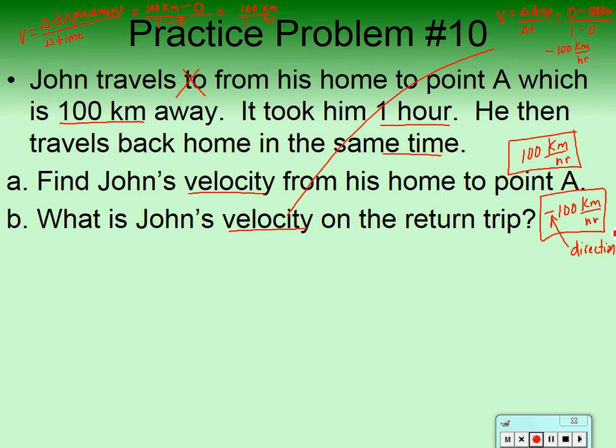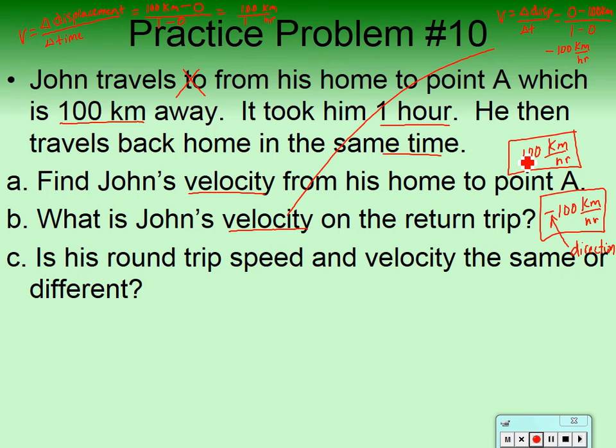So on part A, the first part of his trip was positive. But if he turned directly around and came back to the same spot, he's going the other way, so that sign means he went back the other way. So that tells us he went the other direction.